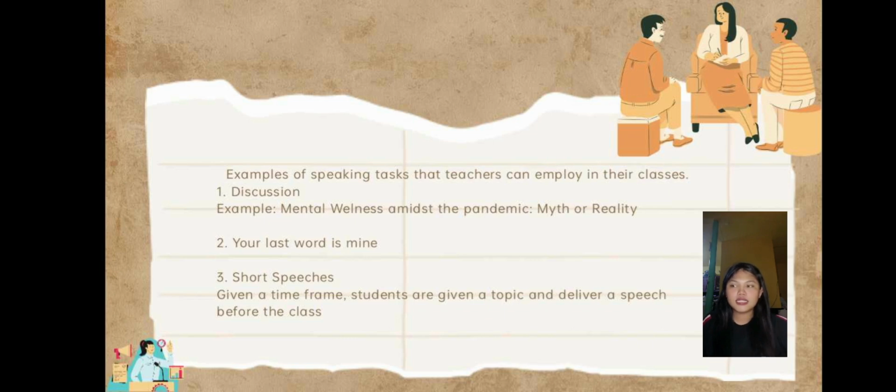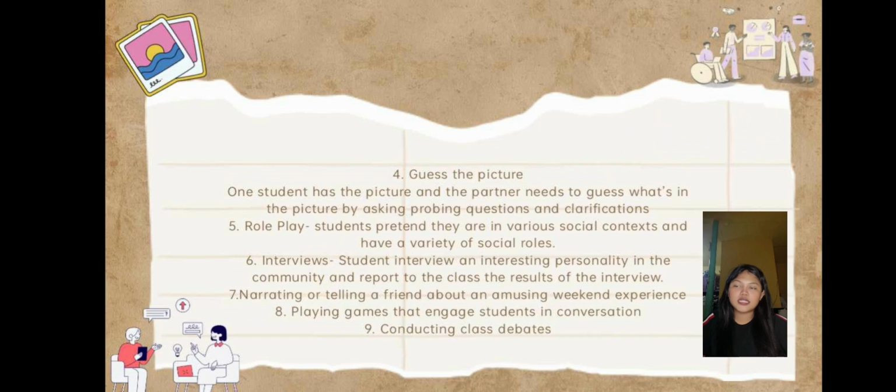Next are examples of speaking tasks that teachers can employ in their classes. First is discussion. We have here an example, mental wellness amidst the pandemic, where you should answer whether this is myth or reality. Second, your last word is mine. Third is short speeches. Given a time frame, students are given a topic and deliver a speech before the class.